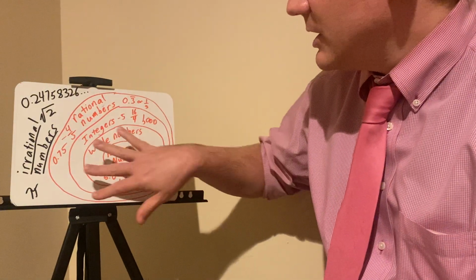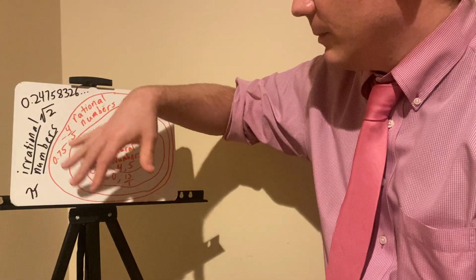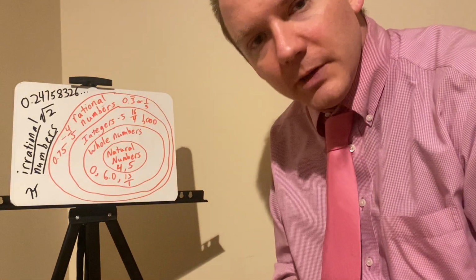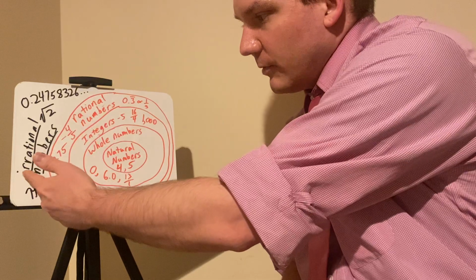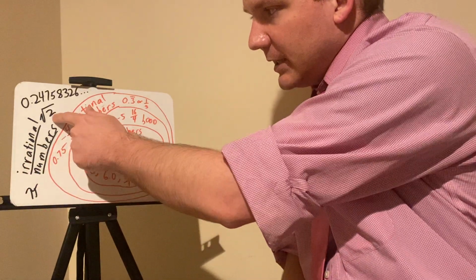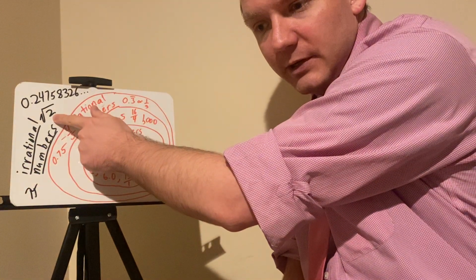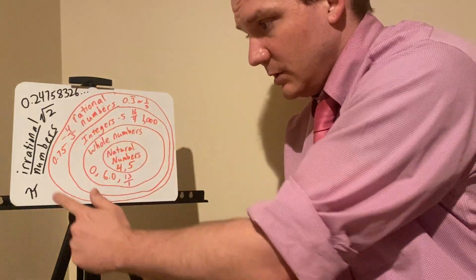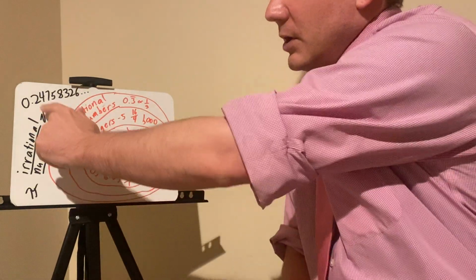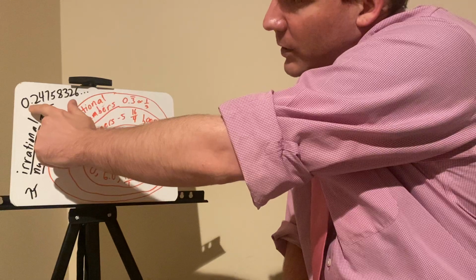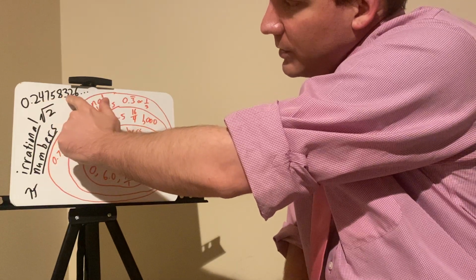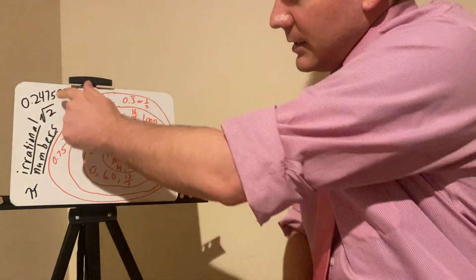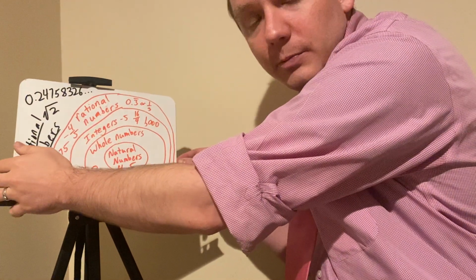But then say you have a number that can be represented as a decimal, and that decimal has no repeating pattern, it does not end. That's your irrational numbers. A couple examples would be like a square root of a non-perfect square. So like the square root of 2 is irrational. Pi is irrational. Or this decimal up here that I wrote, 0.024758326 dot dot dot. The dot dot dot means it continues on with no repeating pattern.